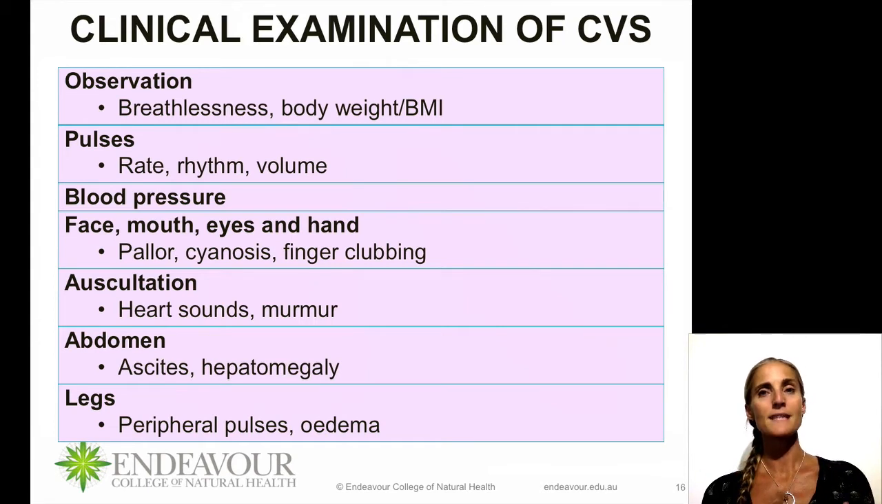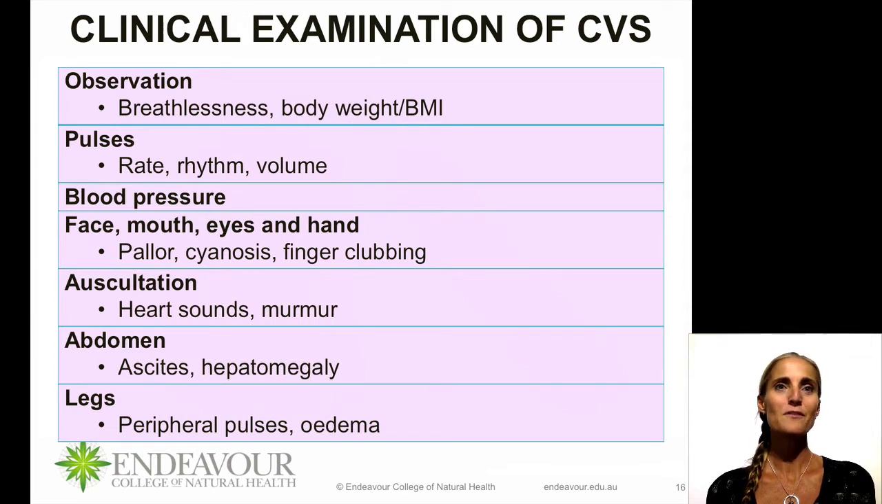Now, when we're looking at clinical examination of cardiovascular system disease, these are some of the main things that we're looking for. Breathlessness, this is very common, body weight and BMI changes, pulse rates, so looking at the rate, the rhythm, the volume. Obviously, that's very strongly linked with the cardiovascular system. Blood pressure, of course, face, mouth, eyes and hand pallor. Cyanosis, so are there very obvious signs that there's no blood flow to the area.